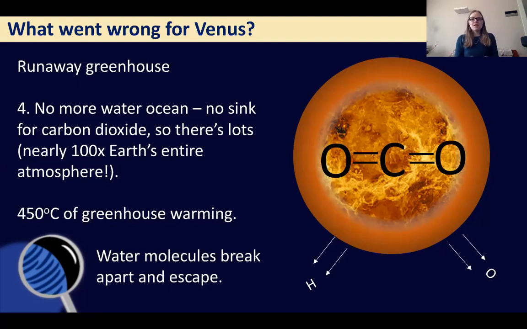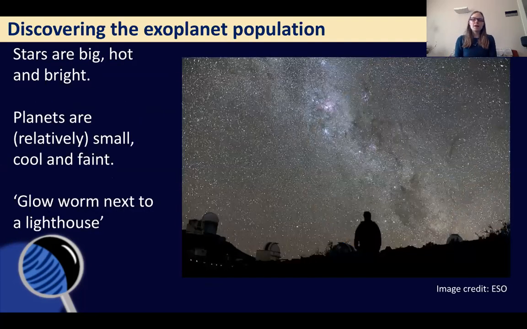So we can see in our own solar system how quite small differences can dramatically change how planets evolve. But to learn more about how that works in other planetary systems, then we have to start looking at the exoplanet population. That's actually quite a challenging thing to do.